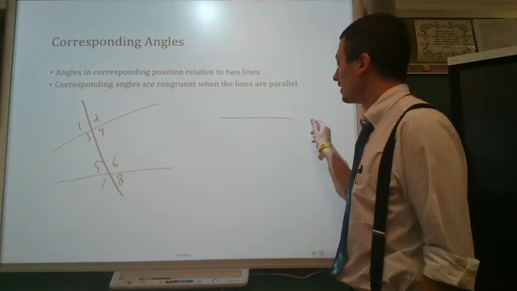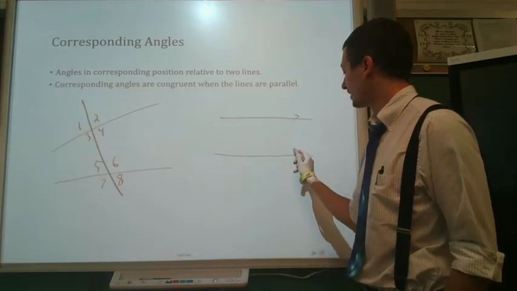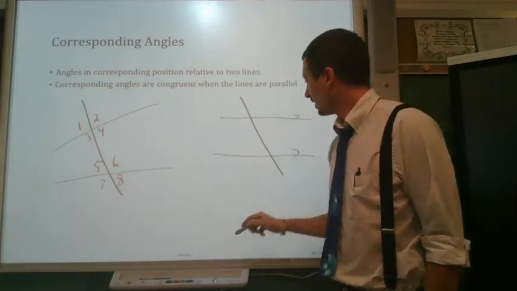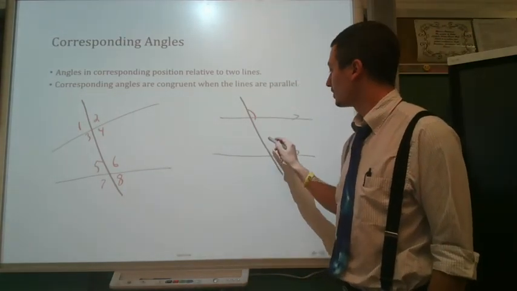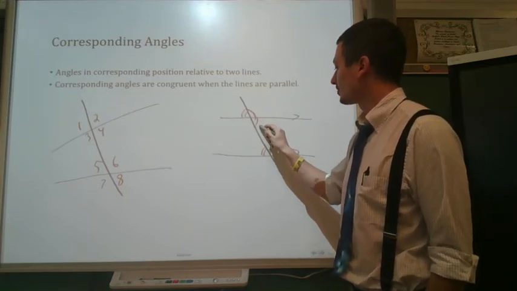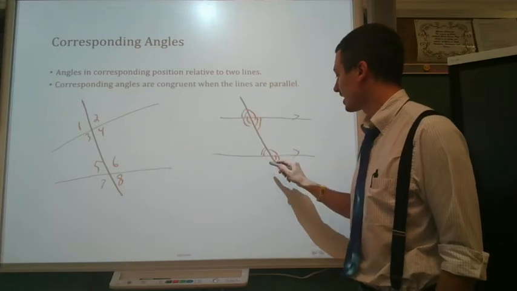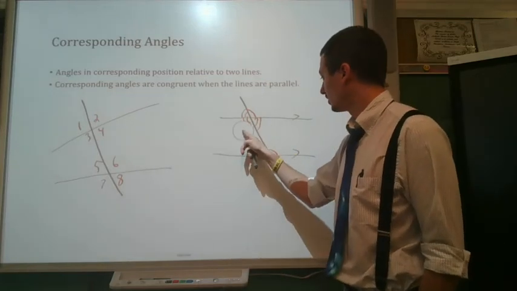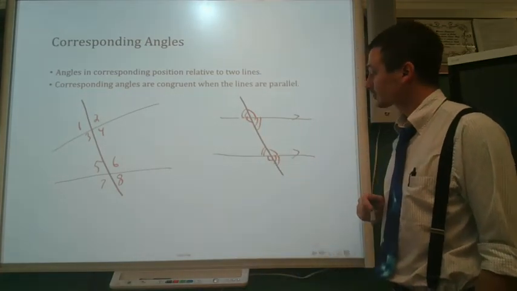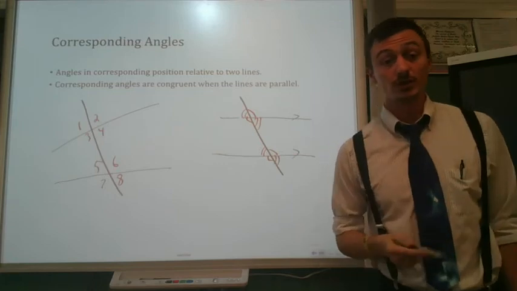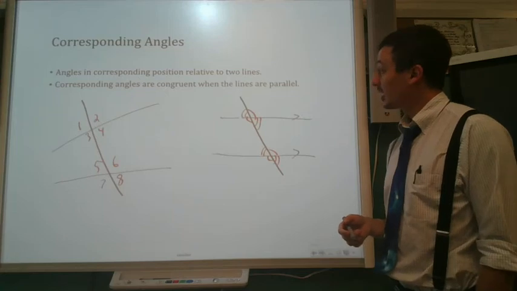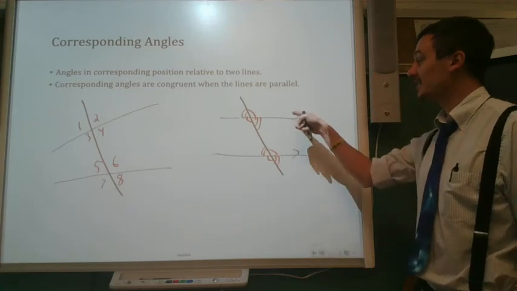If the two lines are parallel, and the notation for parallels is putting two arrows on the lines, and we have a transversal, then corresponding angles are going to be congruent. That angle is the same as that angle. This angle is the same as that angle. This angle is the same as that angle. And this angle is the same as that one. Notice vertical angles are still going to be congruent. Vertical angles are always congruent. So that's good. But corresponding angles are congruent if these lines are parallel.